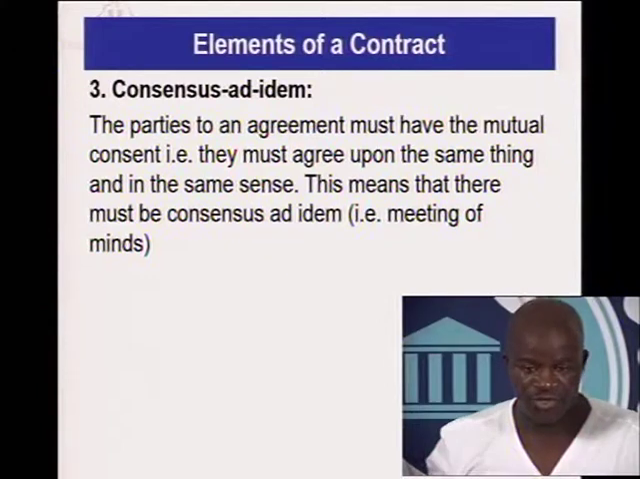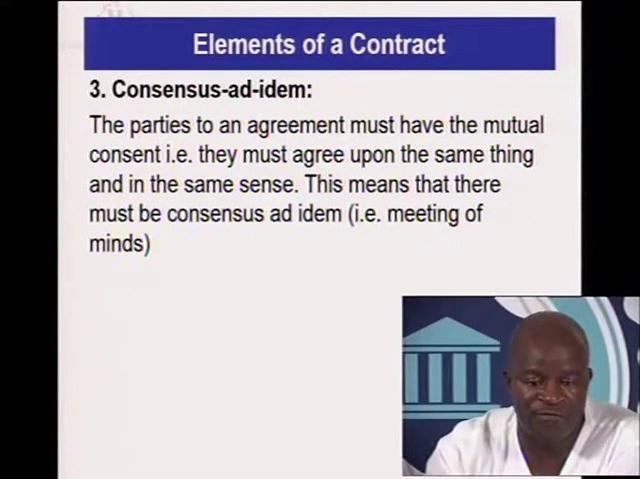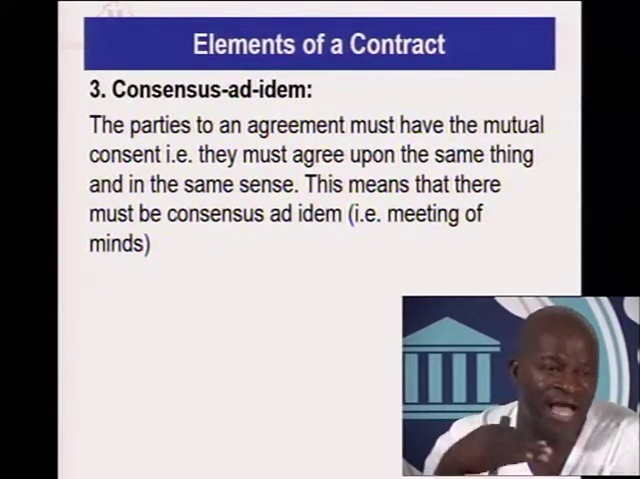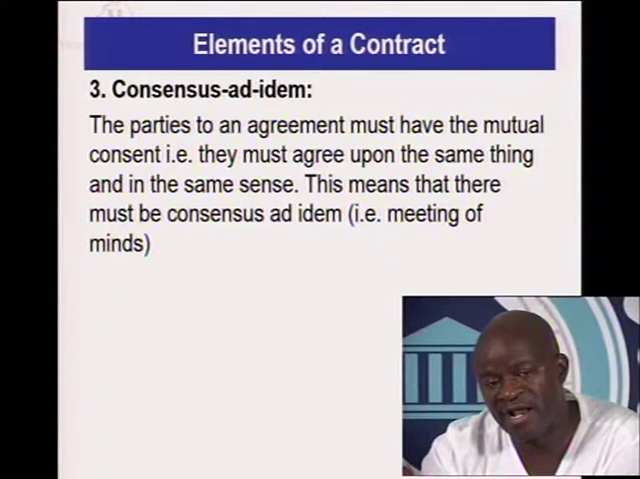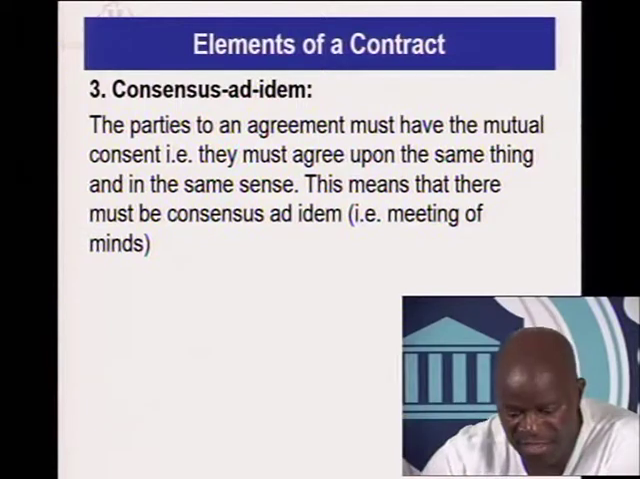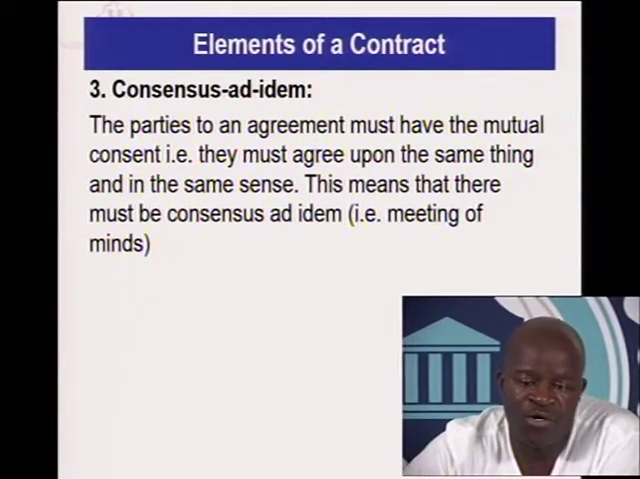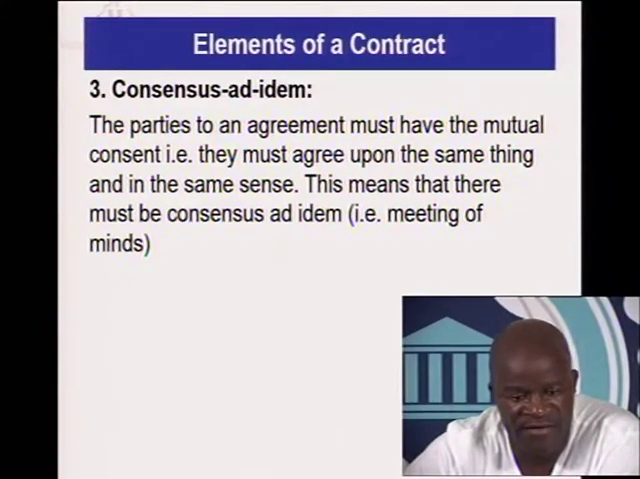Their minds are meeting. So I think the example of the Toyota and Mazda will help explain that people may be talking of things that are almost the same, but they are not the same. Both buying a car and selling a car, but these are different cars. That is what we mean by consensus ad idem. So what the courts will seek to establish is, when these people made the agreement, were they talking of the same thing? The item at the center of the contract, is it the same? If it's not the same, then there is no consensus.